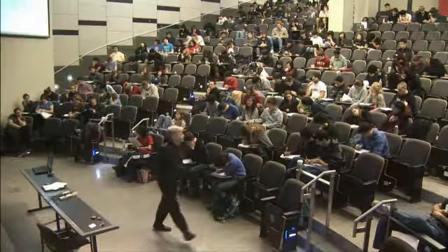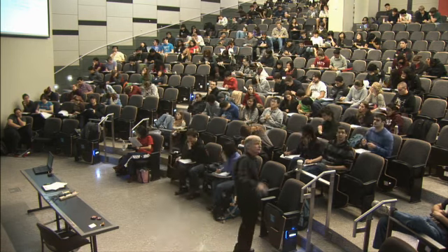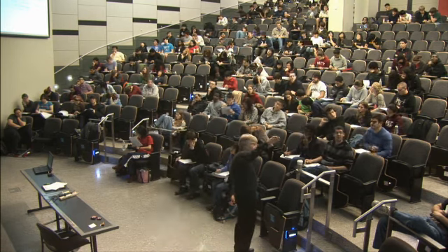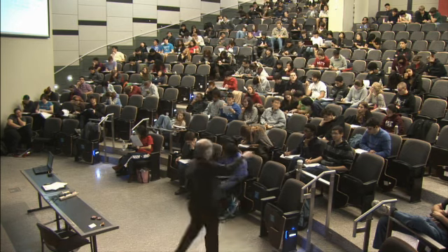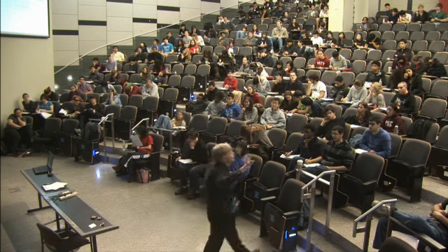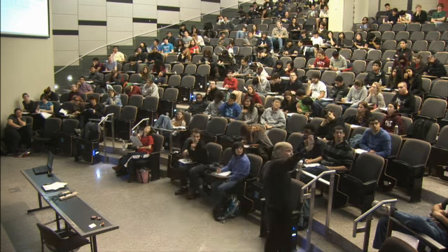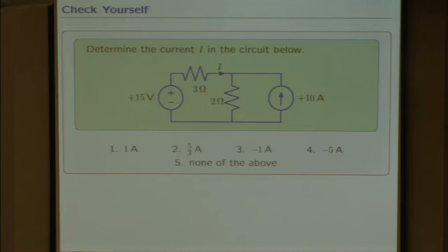Okay, what's a good way to start? What should I do to start thinking about calculating I? Okay, bad way: assign voltages and currents to everything. Four elements, that's four voltages, four currents, that's eight unknowns. Find eight equations, solve. That'll work. Bad way. What's a better way?